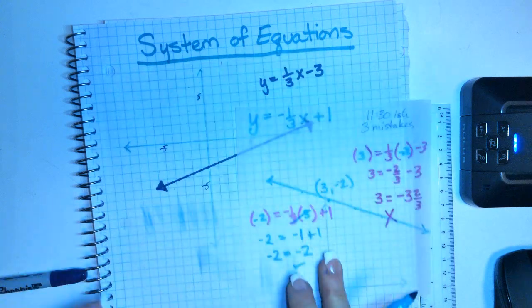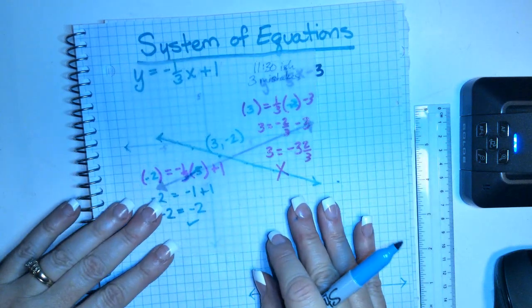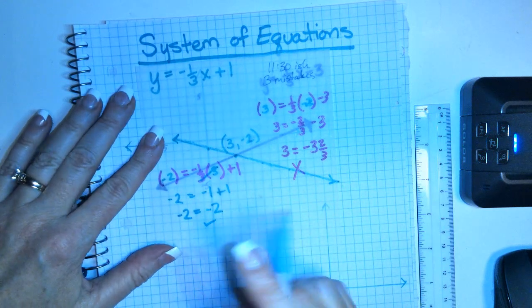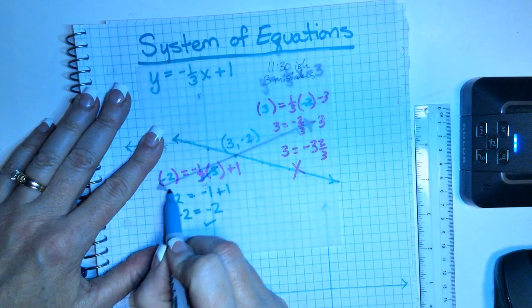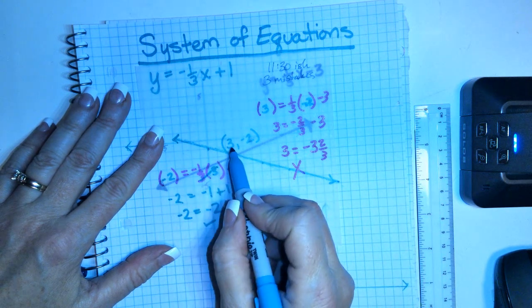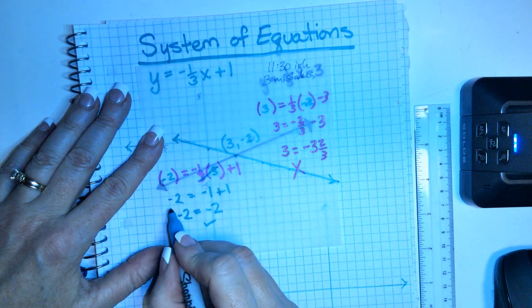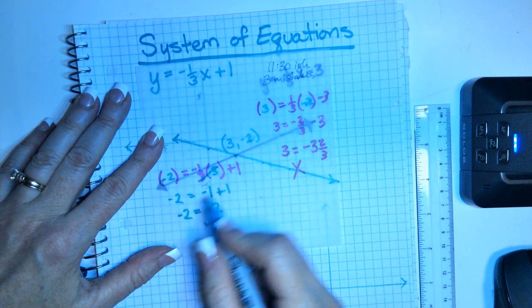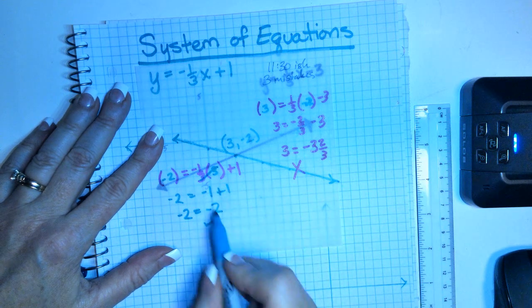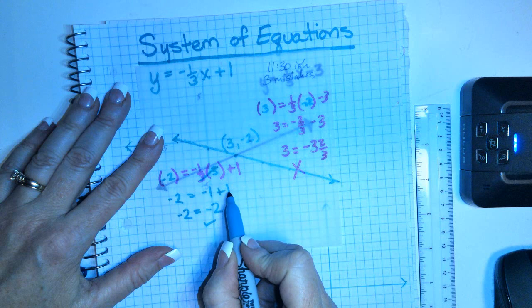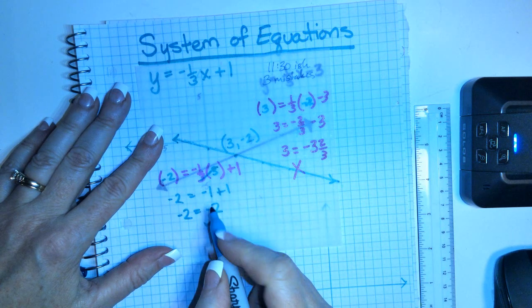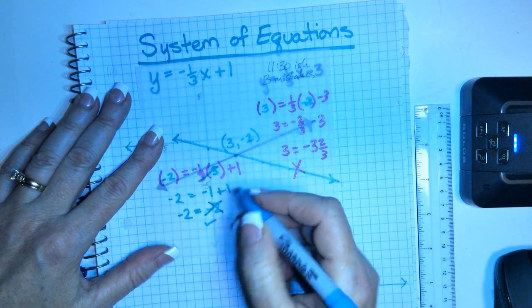So this is on the incorrect one, which was right there. So I put in my y value for y, that's negative 2. And for the x value, I put in positive 3. So I had negative 2 equals negative 1 plus 1. Well, what is negative 1 plus 1? Is that negative 2? No. This is 0.